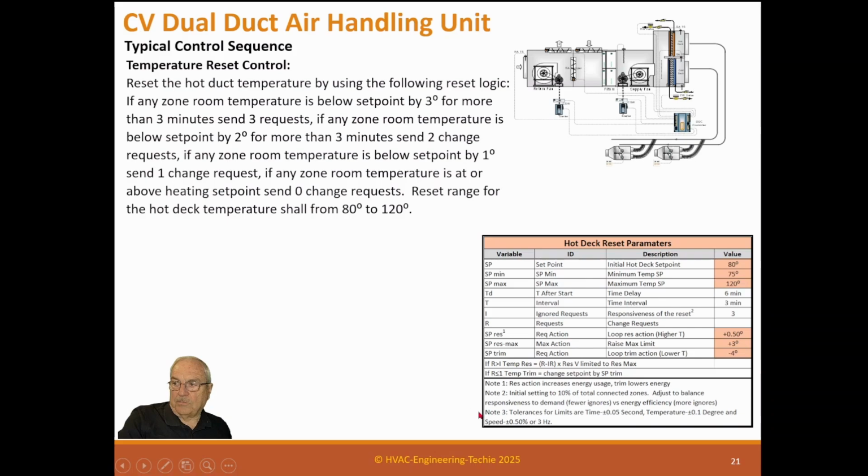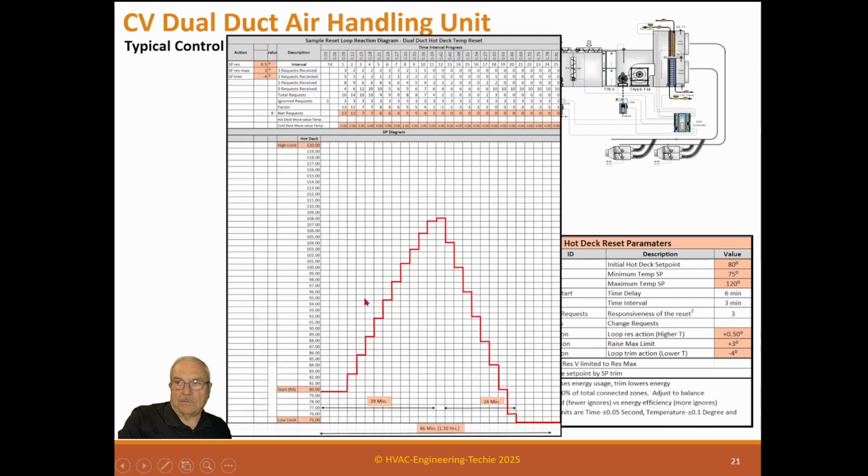I didn't mention it before, but the tolerances for all these, both cooling and heating, is the time limit's half a second, temperature is 1/10 of a degree, and the speed is 0.5% speed. So these are the tolerances that we're using for these systems.